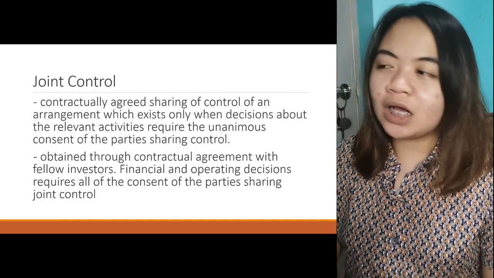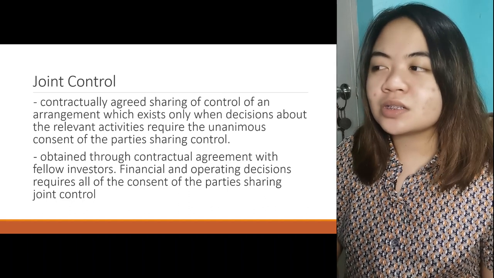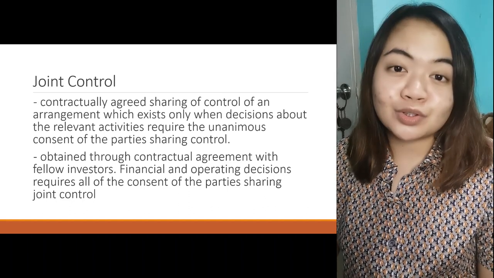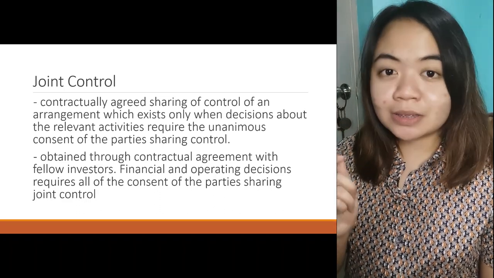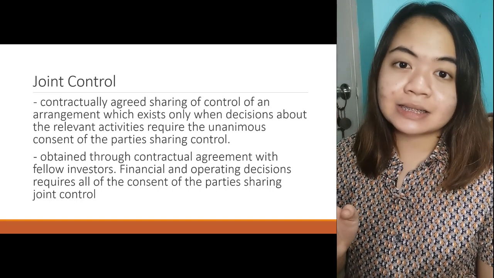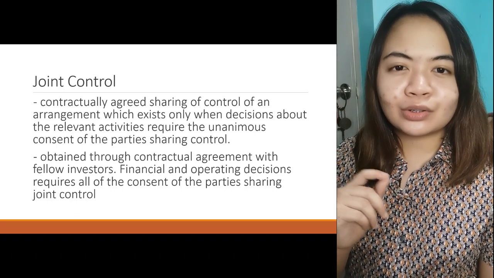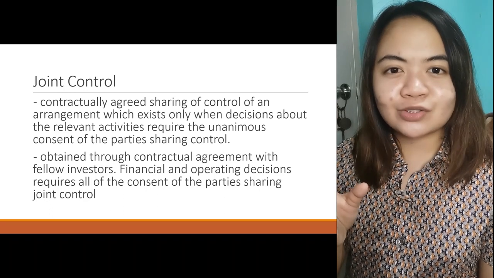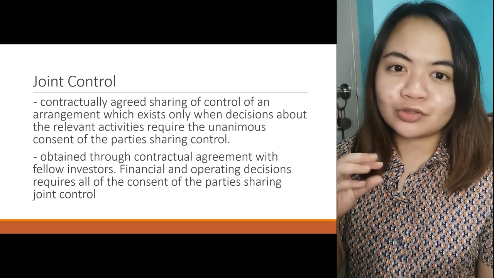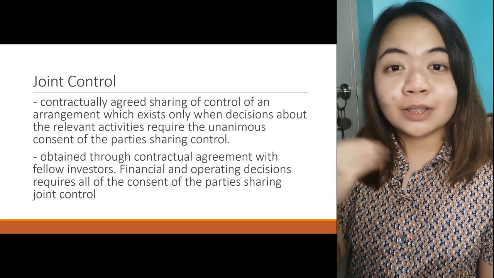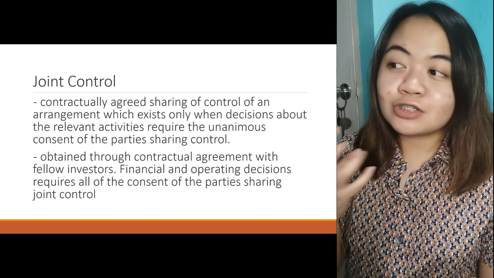So, what is joint control? Joint control is the contractually agreed sharing of control of an arrangement, which exists only when decisions about the relevant activities require the unanimous consent of the parties sharing control. So, the keyword is unanimous. It means you both must agree. You don't have control if you alone decide and your party does not want it, or your co-investor in a joint operation or joint venture. If you did not agree, then you have no joint control over such transaction. So, there must be unanimous consent to say it's part of the joint operation or joint venture, because you both consented.